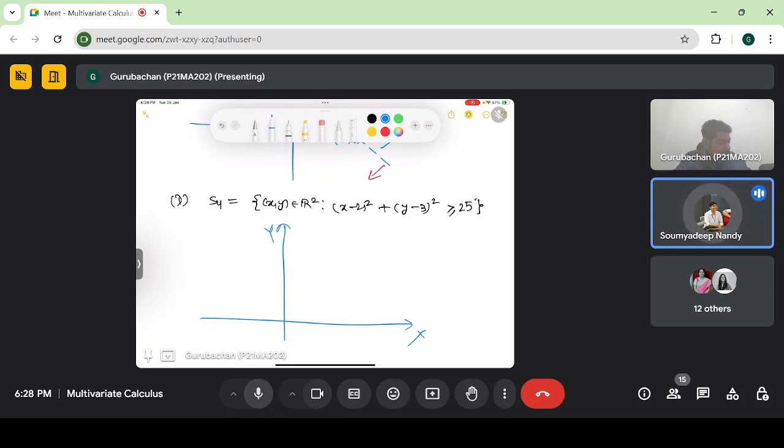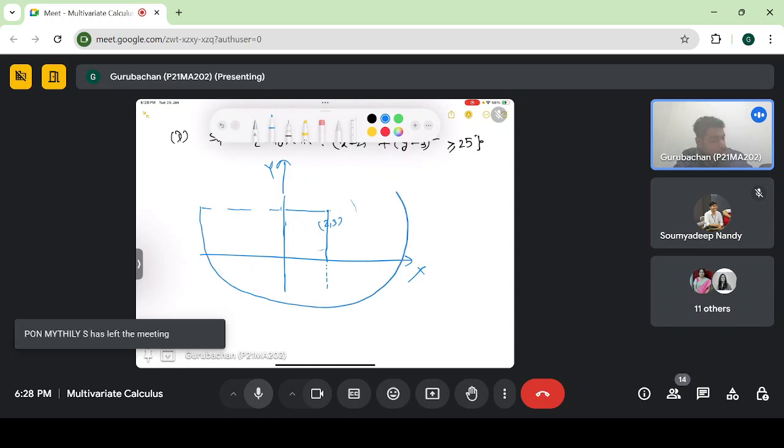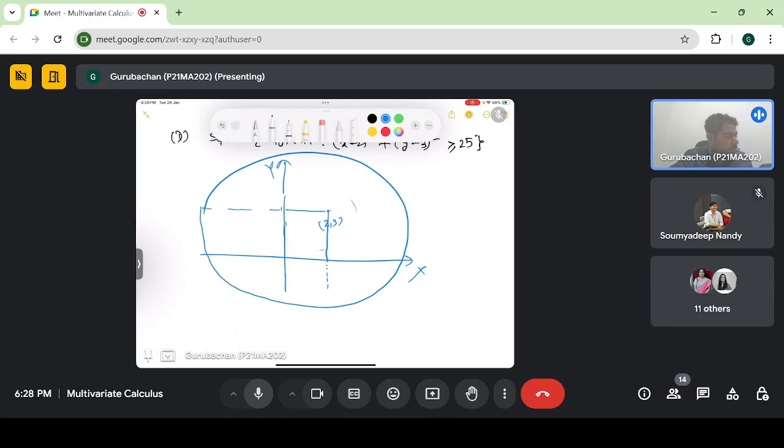And as there is no strict inequality, we can include the boundary here. Let me draw that. This will be 2 comma 3 and there is a circle. This distance is 2 and this distance is 3. Although it goes far away, I am just drawing a rough figure, because its radius is 5. So the circle will be made like this. I hope everybody is getting it.